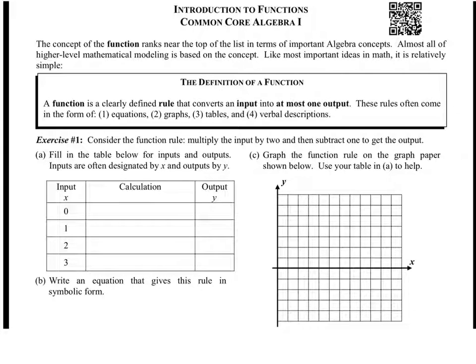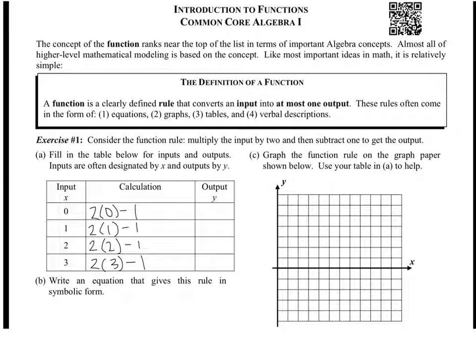So each one, we're going to multiply by 2 and then subtract 1 to get the output. Please notice how I made them kind of an equation, a linear equation, where I would normally write 2x minus 1. So you're multiplying the x by 2 and then subtracting 1. And I replace the x every single time with whatever that input was.